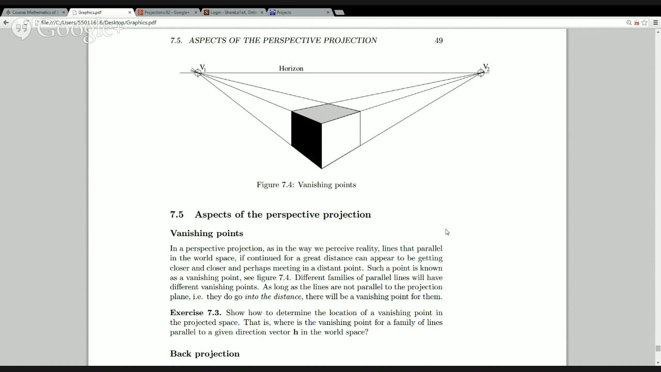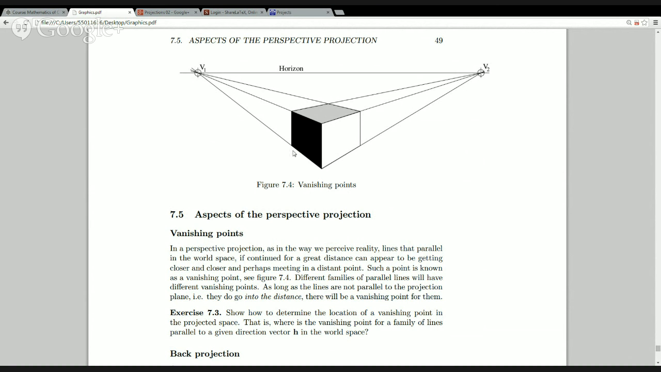Now, different families of parallel lines. So one family of parallel lines here is the top and bottom edges of the white face of the cube there, and these front and back edges of the gray face of the cube. They're all parallel to each other in reality. And so those lines in the projection are all meeting at this vanishing point V2 over here.